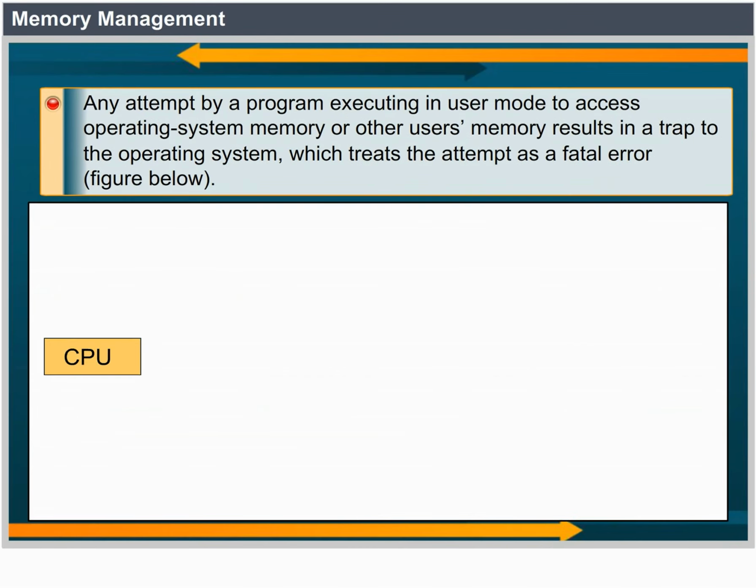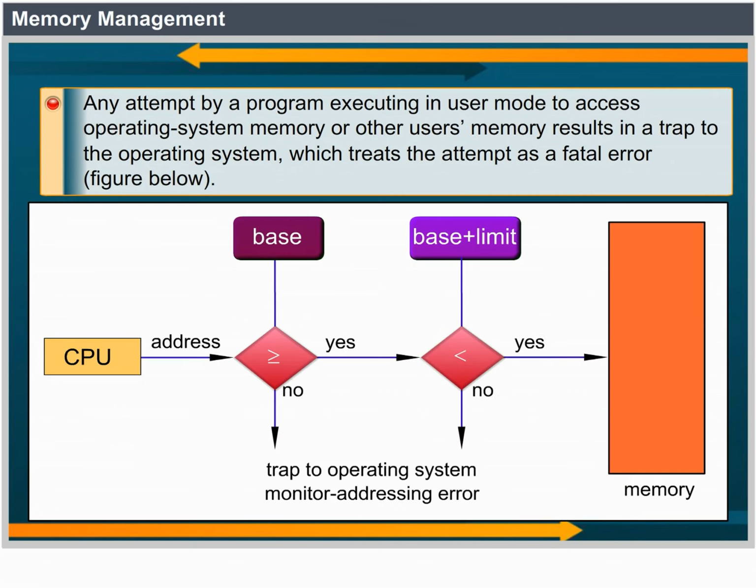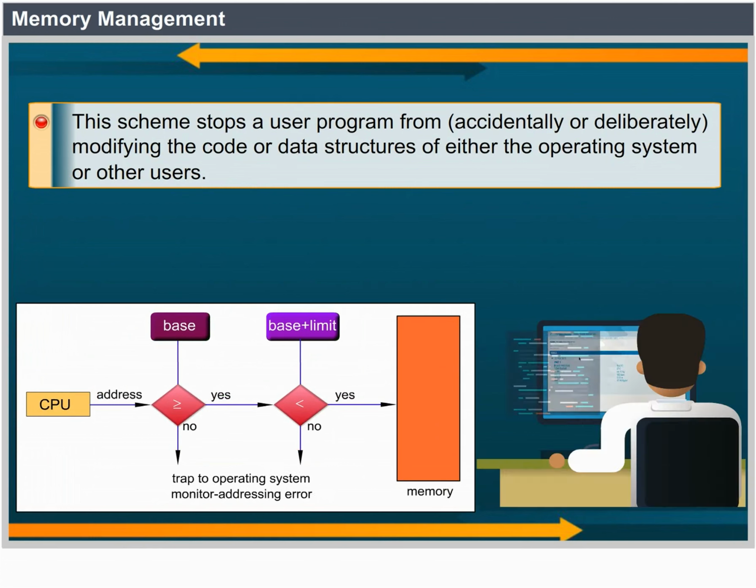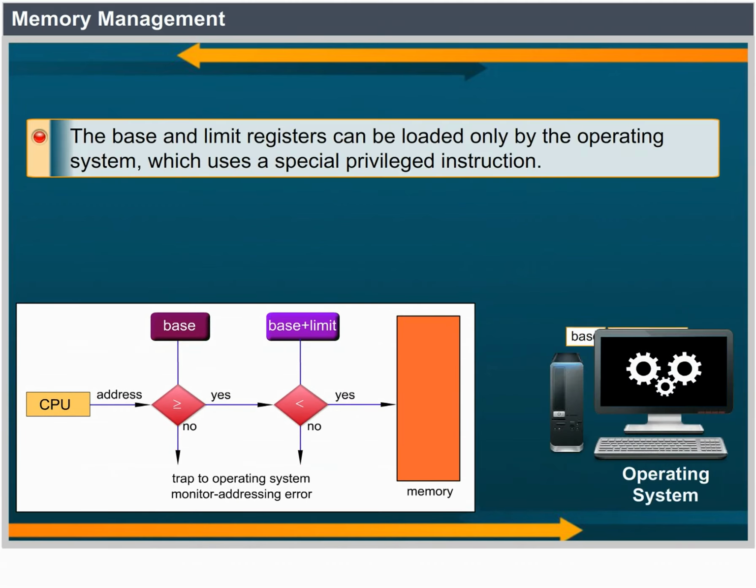Any attempt by a program executing in user mode to access operating system memory or other users' memory results in a trap to the operating system, which treats the attempt as a fatal error, figure below. This scheme prevents a user program from accidentally or deliberately modifying the code or data structures of either the operating system or other users.